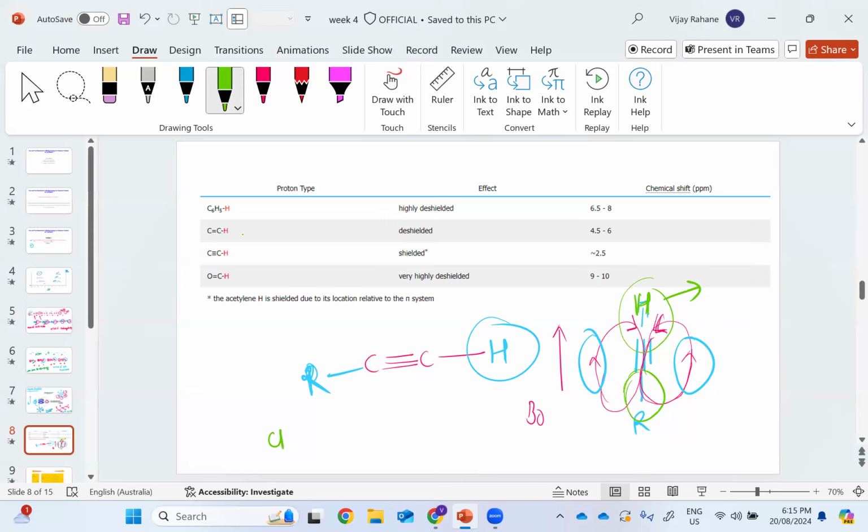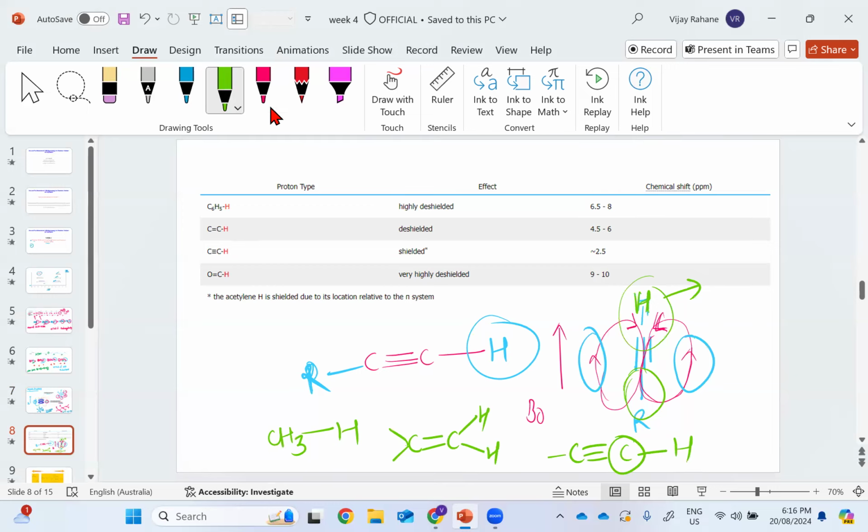So if we have an example like CH3, or let's say CH which is attached to the double bond, and again the C triple bond C H. If you look at the electronegativity, this carbon, which is the alkyne, has a higher electronegativity, but still this proton will have a lower delta value as compared to these protons of the olefins, or the double bonded one. So, because of this magnetic anisotropy.